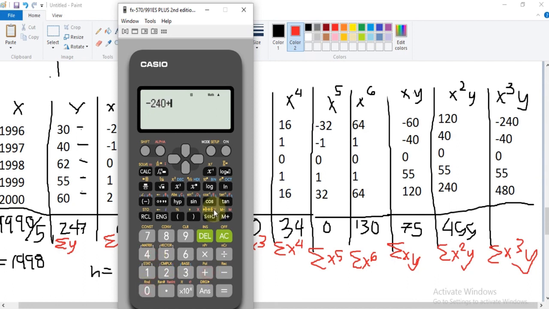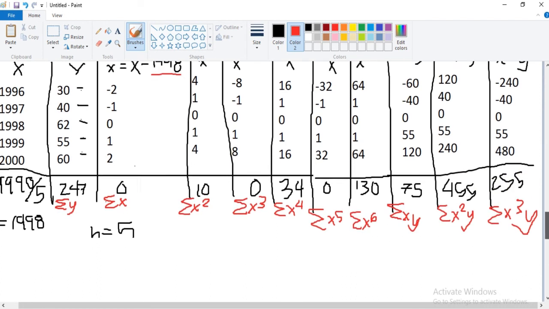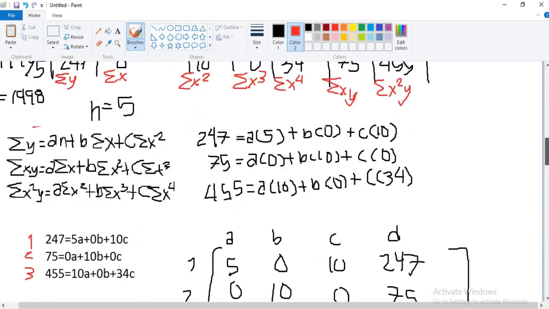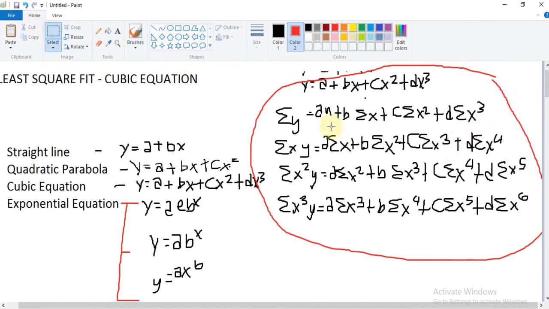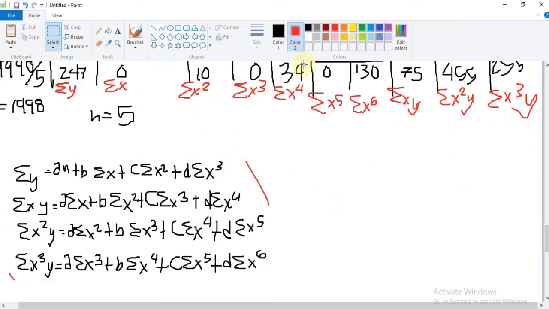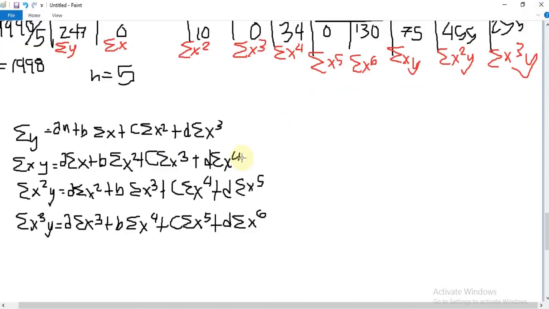So negative 40 plus negative 40 plus 0 plus 55 plus 480. So that is 255. Now, guys, we plug in n equals 5, and we plug it into this equation. We copy the equation and put it over here. So now we plug in.